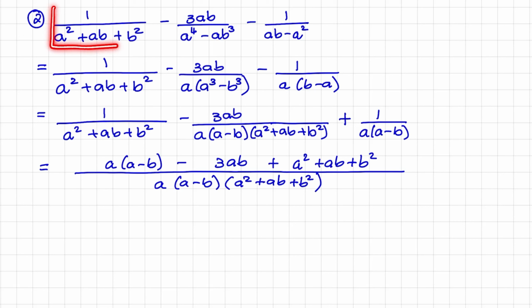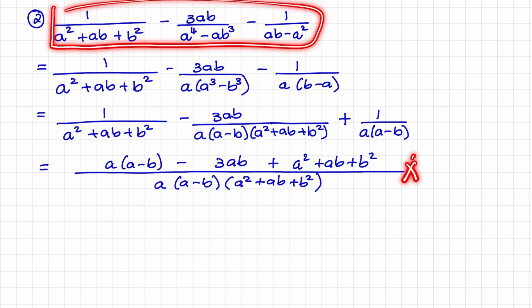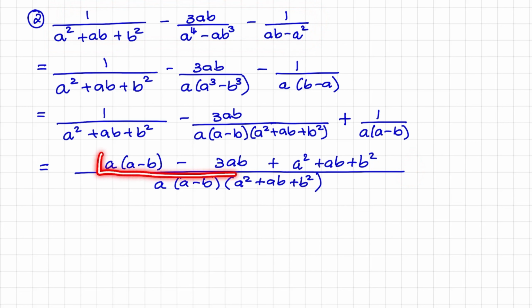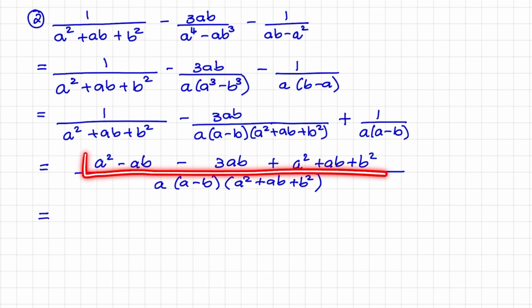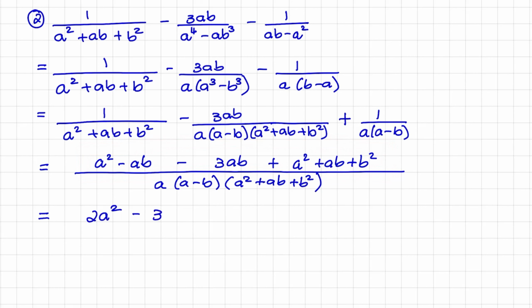Now I have the 3 terms as a single fraction, but it's not yet in its simplest form. So before we can add up like terms, I need to multiply a with a minus b. And that will lead to a squared minus ab. Now I can add up like terms in the numerator with one another. And that will simplify to 2a squared minus 3ab plus b squared over our LCD.